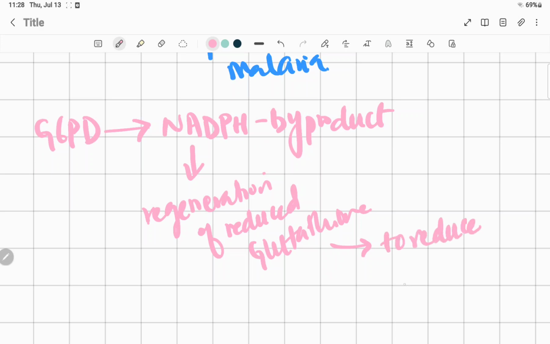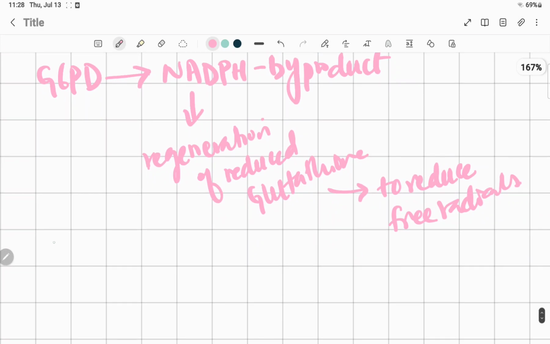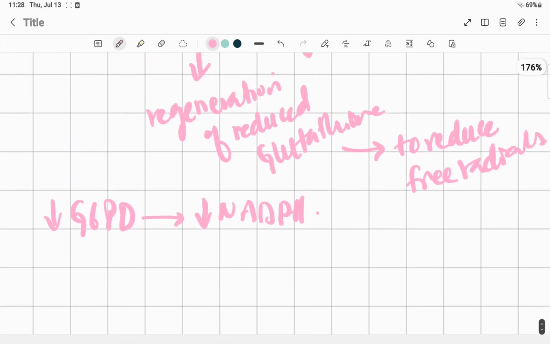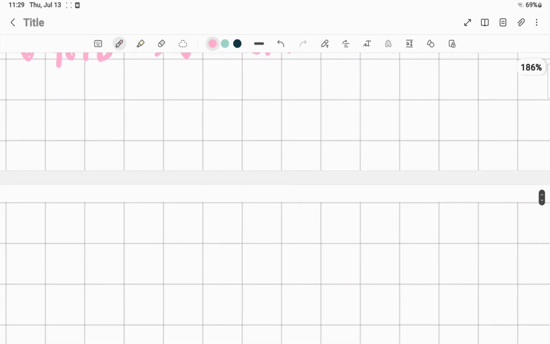to reduce oxidation from free radicals, right? So that's the major concept. Now when G6PD is less, then of course NADPH is less as well, right? Now, what does it have to do with red blood cells?